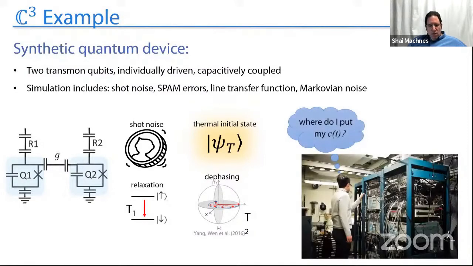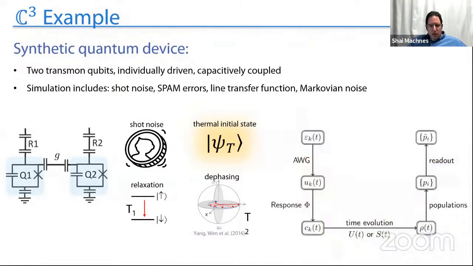And of course, then there is the question of the control. Usually we denote the control as some function C of t. But if you look at the experiment, this is, by the way, the setup at IBM Zurich. This is Jerry Chow. It's not exactly clear where this function goes into this whole machinery. So we have this whole pipeline of how the control function goes in, and then you have the time evolution and the whole process of the readout, which can include a confusion matrix and stuff like that.